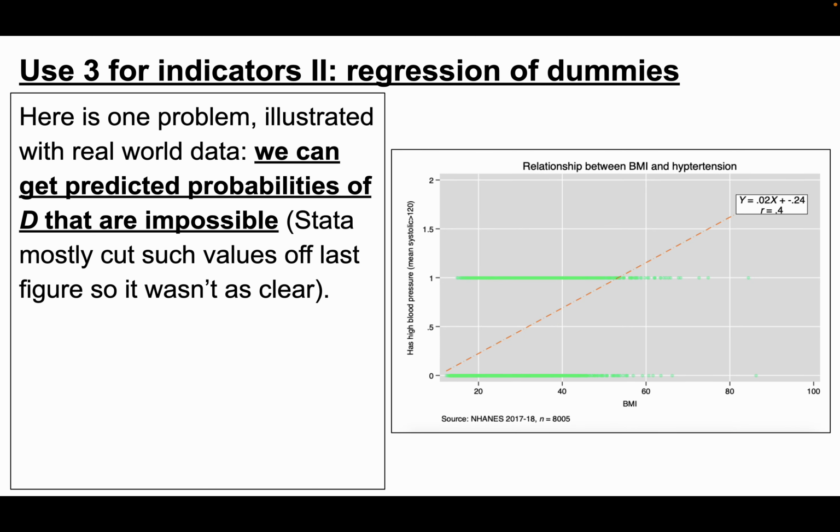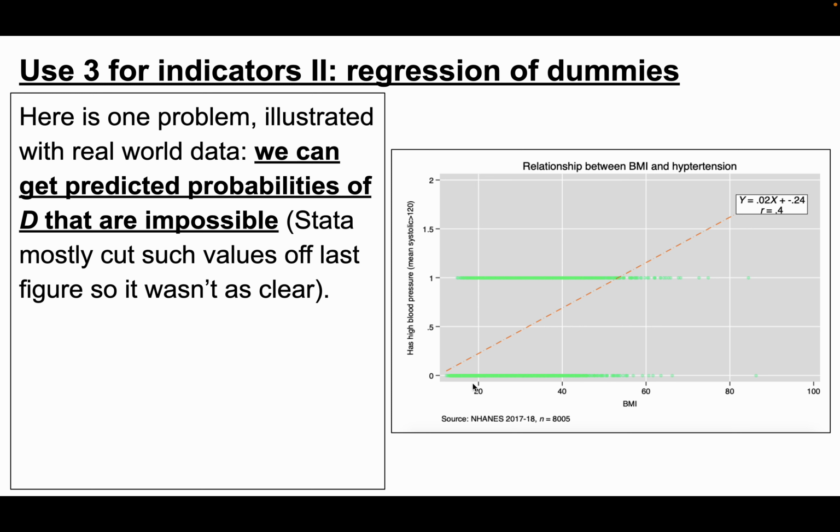So here's a problem with that model. First, we didn't see this so much in the last slide, but we're going to get some predicted probabilities of our outcome D that are impossible. So for example, in this real world regression from NHANES of the high blood pressure outcome, which I just turned into a dummy, on your BMI, we see situations where we have people who have a 150% chance predicted of having high blood pressure. That doesn't make any sense at all.